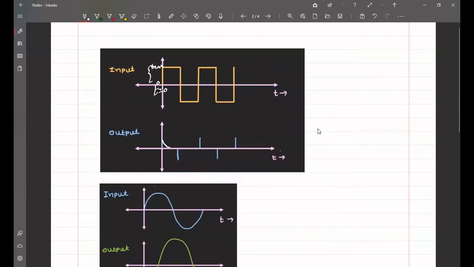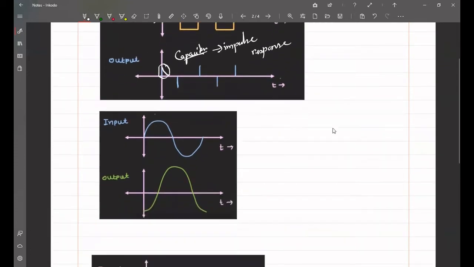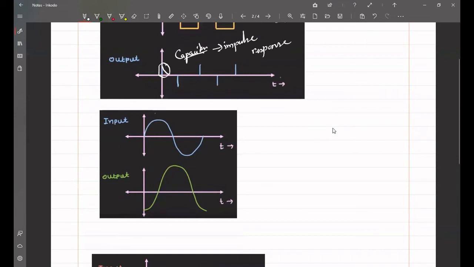Okay, this lagging is mainly due to the capacitance effect. This kind of graph is called the impulse response. So if you need to get the impulse response, you have to add a capacitor with a certain range, and as the capacitor range increases on the input side, definitely the output will flow like this.